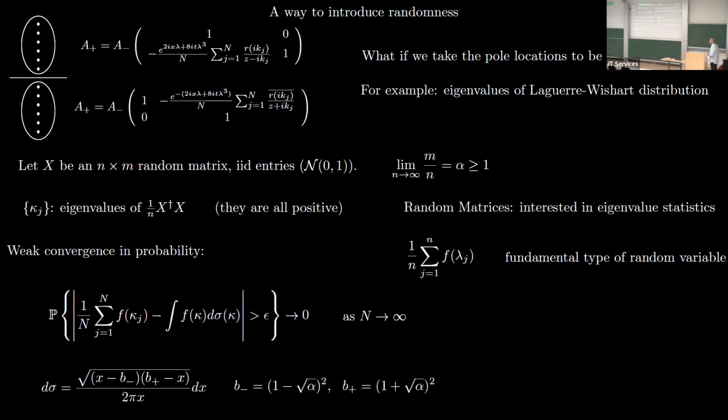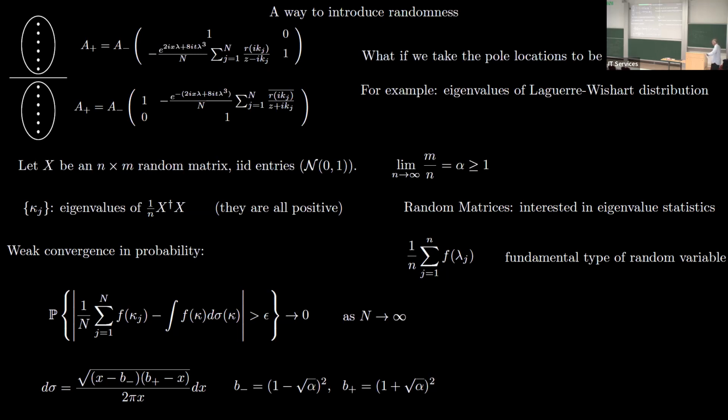Then here's the kind of results that are old school results in the theory of random matrices. It's called weak convergence in probability. You have to put on your probabilist hat, and I'll avoid the jokes that are necessary at this point, because I think there are maybe no probabilists in the audience.